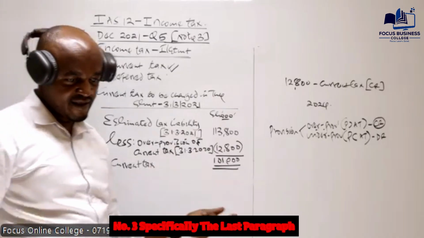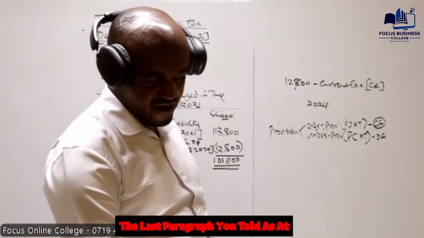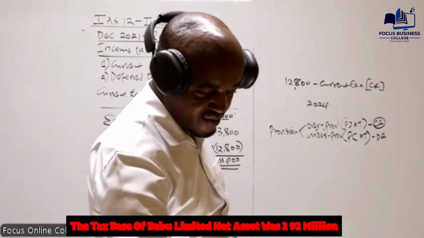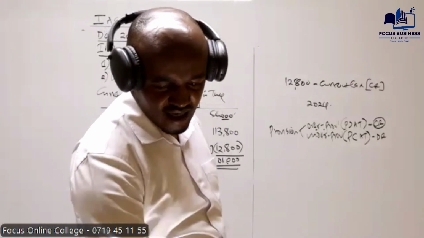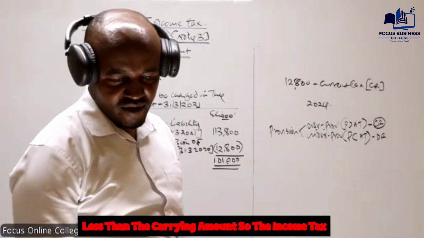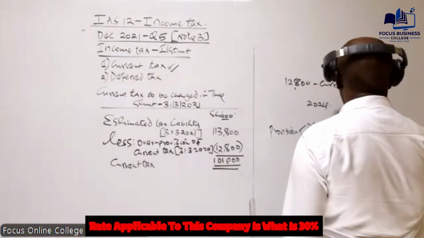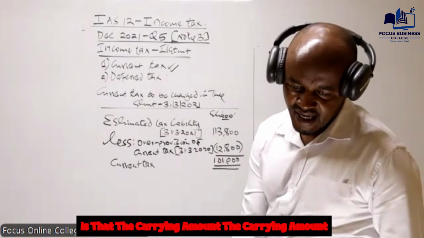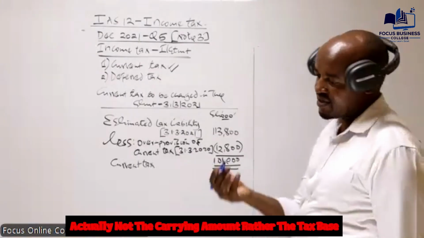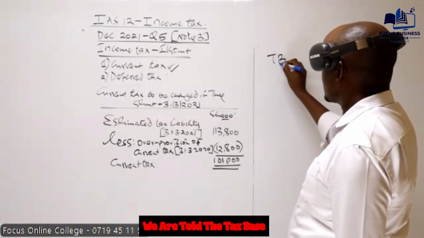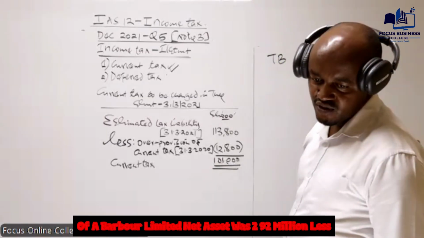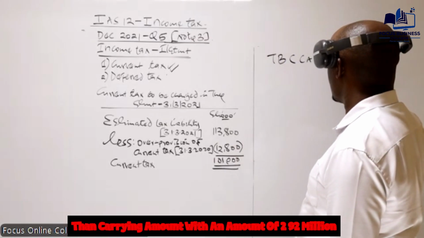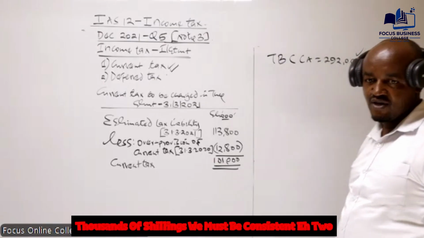Now let's go back to note number 3, specifically the last paragraph. You're told that at the end of the year, that is at 31st March 2021, the tax base of Babu Limited net asset was 292 million less than the carrying amount. The income tax rate applicable to this company is 30%. Remember, all our figures are in thousands of shillings. We must be consistent.